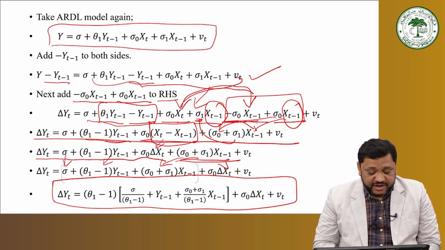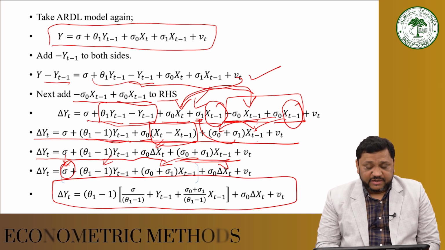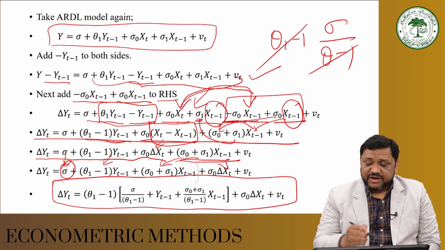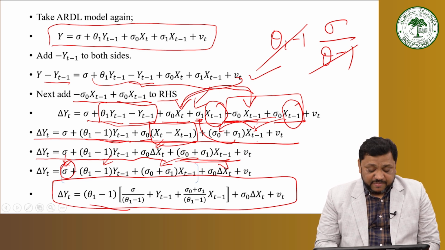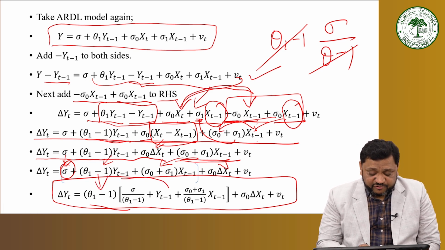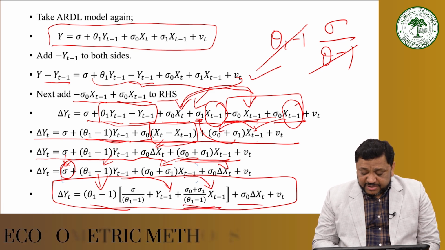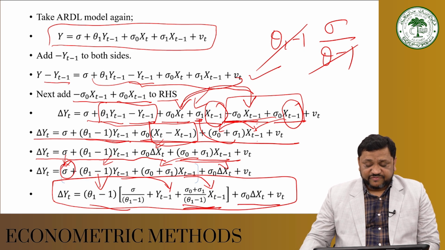Now herein what we are writing as the final format is theta 1 minus 1 multiplied by, we are taking this term sigma also within the bracket, so we divide it. So what happens when we divide? Basically it is theta minus 1 multiplied by sigma divided by theta minus 1. So this theta minus 1 will be cancelled. So we can write it as theta minus 1 multiplied by, within brackets, sigma upon theta minus 1, plus, since we have taken theta 1 minus 1 outside the bracket, only y_(t-1) is left from here. And then from here we can write sigma naught plus sigma 1 divided by theta 1 minus 1 multiplied by x_(t-1), plus you have sigma naught delta x_t plus v_t. So we can write this equation in this format.